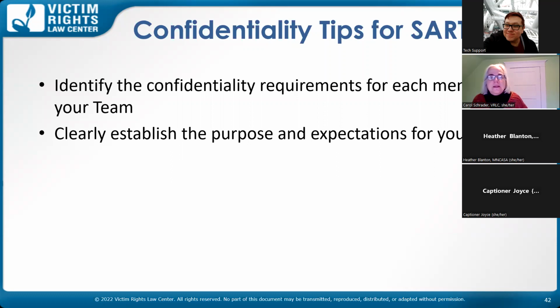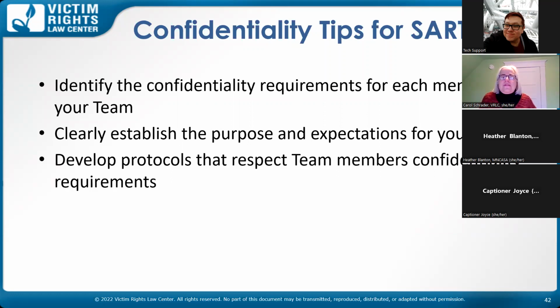Next line, please. Heather mentioned the importance of developing protocols in general about the work that the SART does. I want to highlight some confidentiality related protocols that may be useful. Heather's going to talk in a moment about redaction and how that can help. You also need to be clear about what you're doing with the documentation that you're gathering, whether electronic or paper, what your retention policies are, how you go about destroying files when you no longer need them, or information.